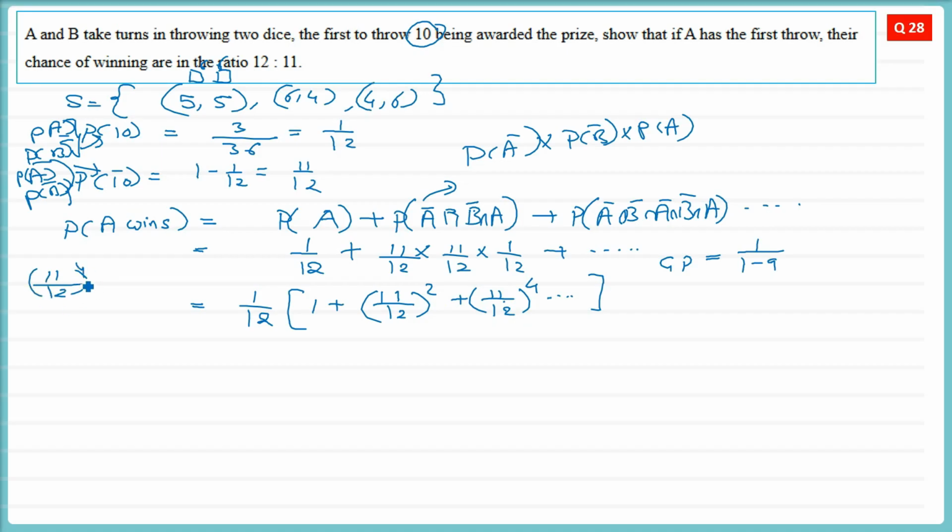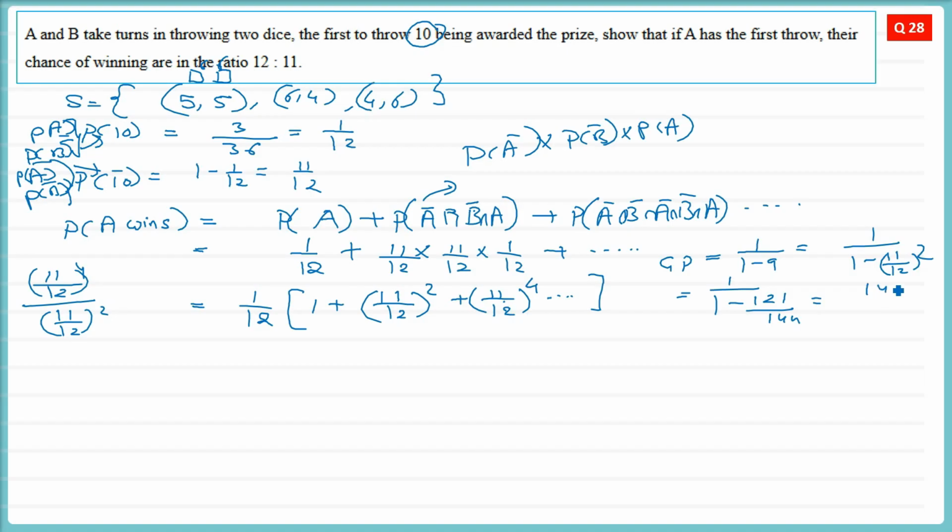So if you take any two terms, (11 by 12) raised to 4 by (11 by 12) raised to 2, the common ratio is (11 by 12) raised to 2. That is nothing but 121 by 144. So 1 by 1 minus this will be 1 by 1 minus 121 by 144.